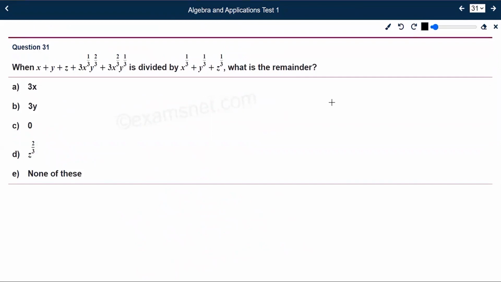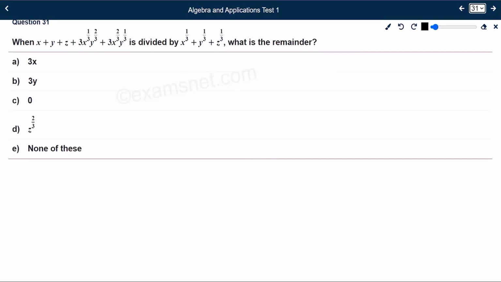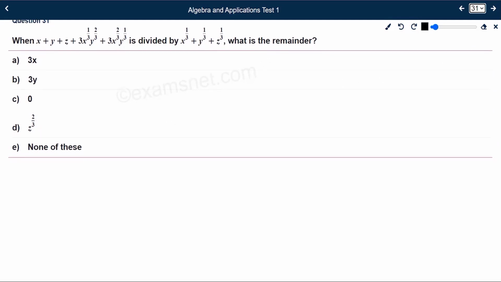Okay students, now we have question number 31. When x plus y plus z plus 3 multiplied by x to the power 1/3 y to the power 2/3 plus 3x to the power 2/3 y to the power 1/3 is divided by x to the power 1/3 plus y to the power 1/3 plus z to the power 1/3, what is the remainder? Okay, so let's start with the solution.